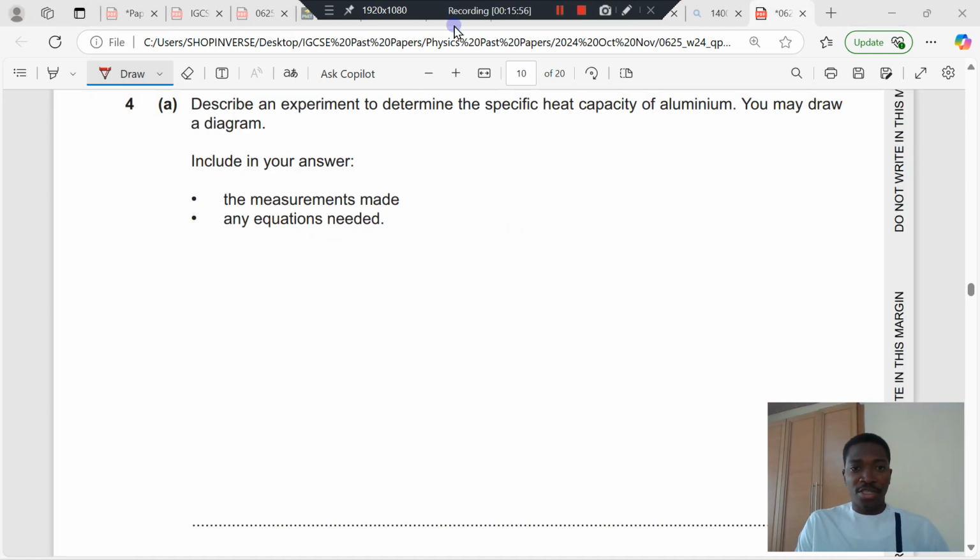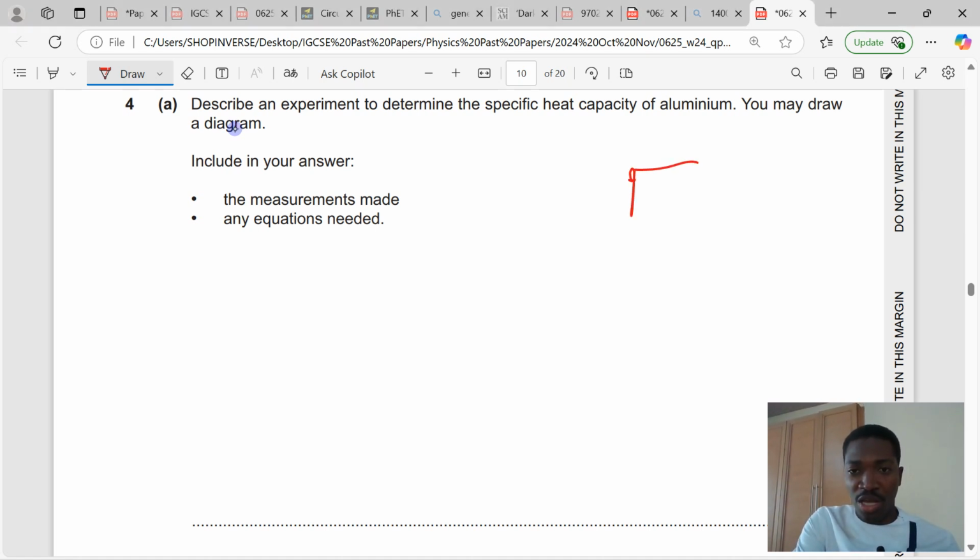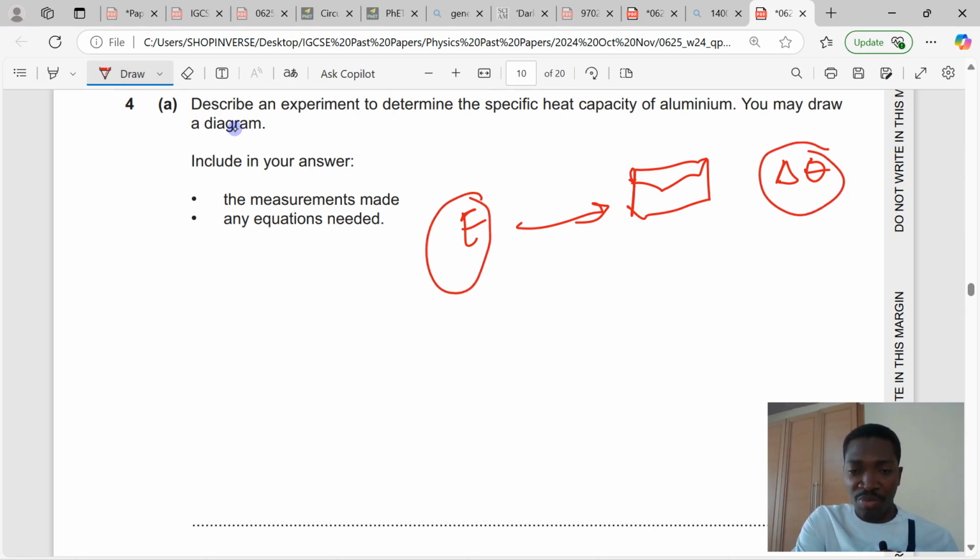Question 4. Describe an experiment to determine the specific heat capacity of aluminium. You may draw a diagram. How do you determine the specific heat capacity of an object? This is what you do. You have an object, be it an aluminum block. You supply heat energy to the aluminum block, and then you measure the change in temperature. So you try to determine the heat energy needed to cause the change in temperature.